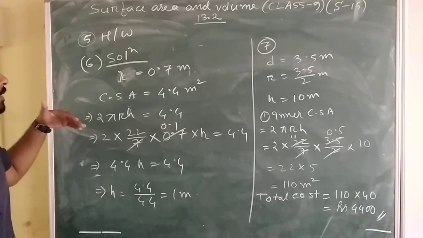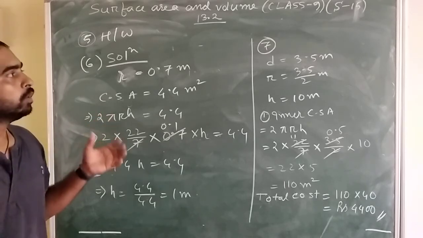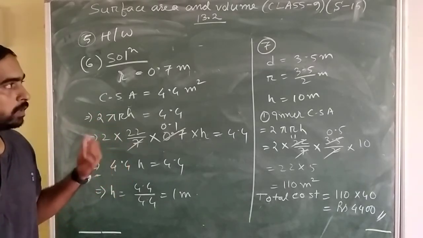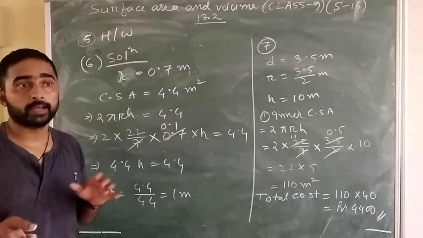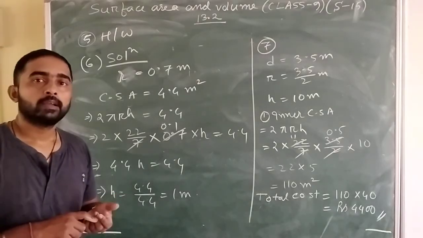In this chapter, you just have to memorize the formulas and apply them. But you should know where you have to apply the CSA or TSA, and the conversion system, how to convert from meter to centimeter, centimeter to meter, hectometer, decameter, decimeter, the conversions.